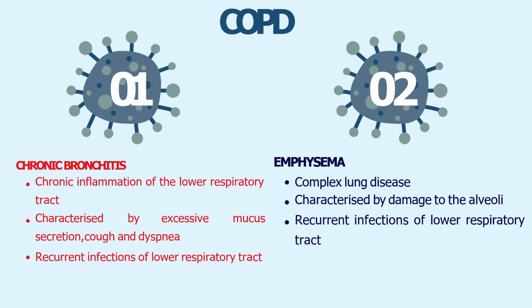What is chronic bronchitis? Chronic bronchitis is chronic inflammation of the lower respiratory tract, characterized by excessive mucus secretion, cough, and dyspnea. Along with that, there is recurrent infection of the lower respiratory tract. On the other hand, emphysema is a complex lung disease where there is damage to the alveoli already, and you will see the patient coming with recurrent infection of the lower respiratory tract.